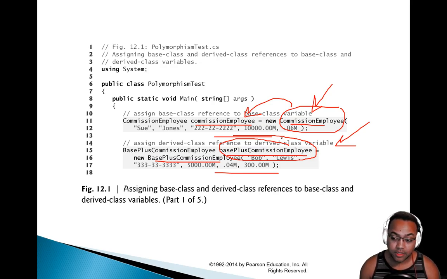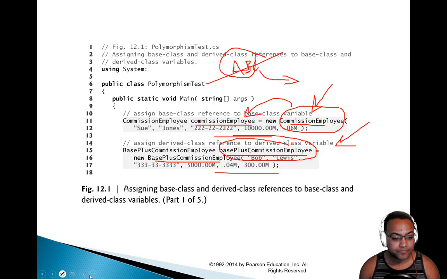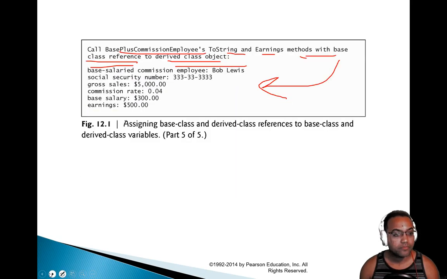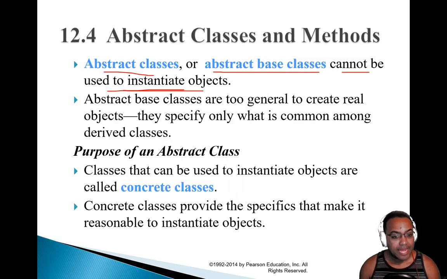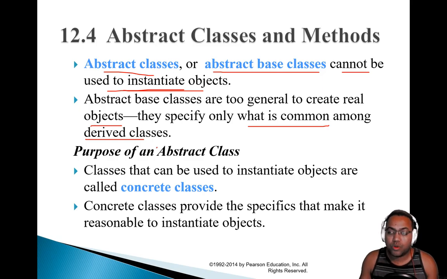So technically, abstract base classes are amazing when you want to use them to derive things into a derived class. But you can't use the abstract base class as an object. You just can't. Abstract base classes are too general to create real objects. They specify only what is common among derived classes. So, if we can't use it as an object, then why use it?